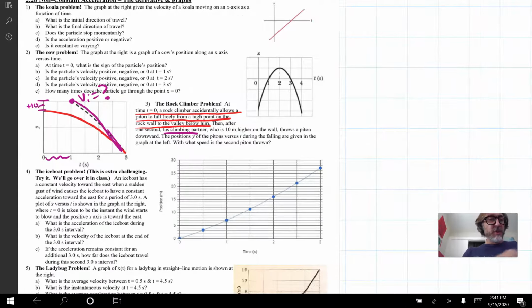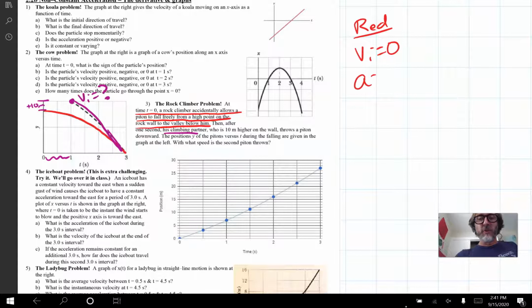We're given a bunch of information about the red one, the one that gets dropped. Because it's being dropped, we know the starting velocity is 0. Our acceleration is going to be negative 9.8 meters per second squared. If you wanted to, it would be acceptable to make down your positive direction on this one, so you could make it positive 9.8.